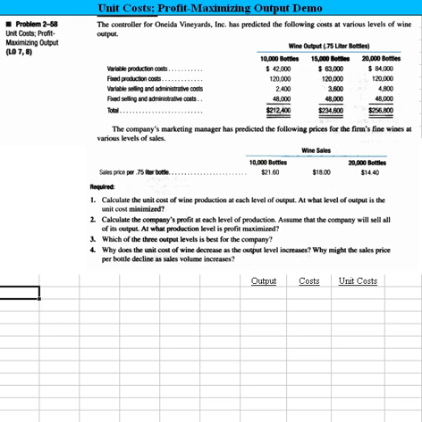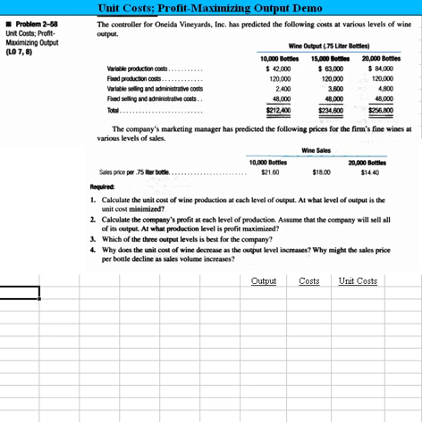Hi everyone, I'm going to work through a demonstration of unit costs and profit maximizing output, and the problem appears in front of you labeled as problem 2-58. We're looking at the Oneida vineyards, and they've predicted the following costs for various levels of wine output. Now the marketing manager has also predicted prices for the firm's wine at different levels of sales. And we have 4 requirements.